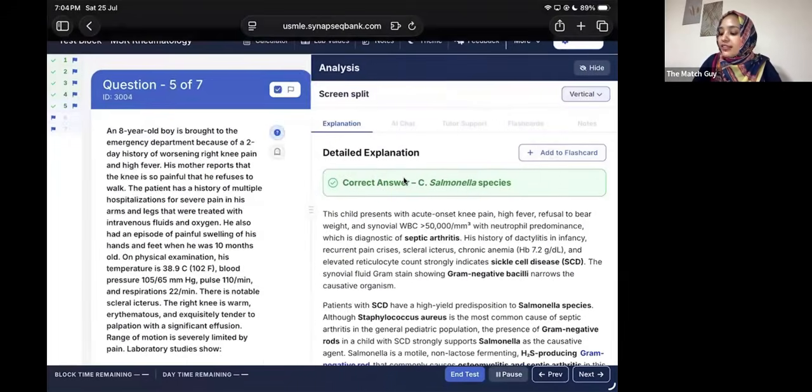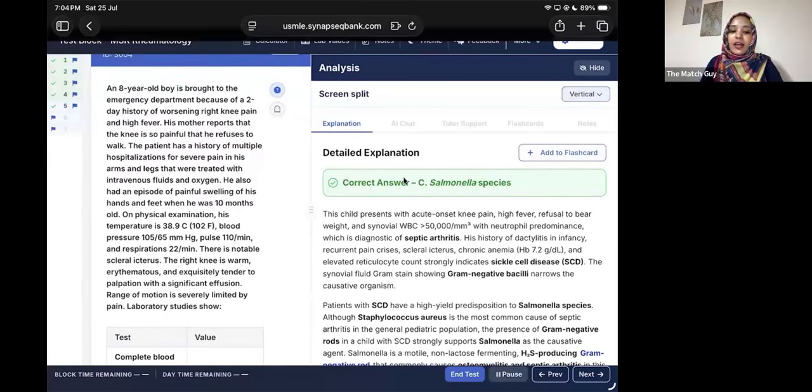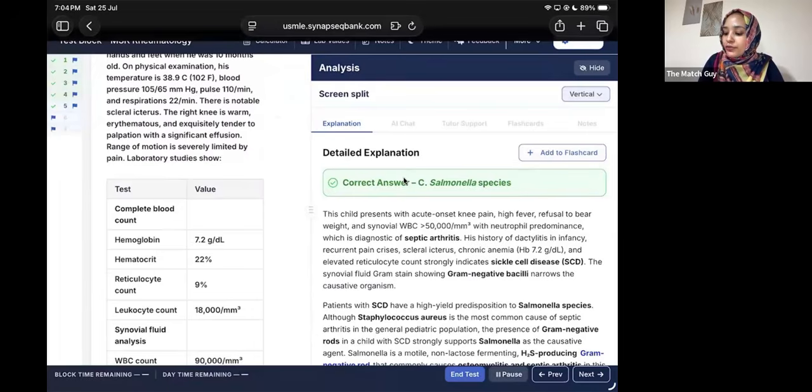Like we said with salmonella, they didn't straight up tell you that this person has sickle cell disease. You had to deduce that this person has sickle cell disease from the previous history, the history of acute attacks, and you also have the hemoglobin to help you out.